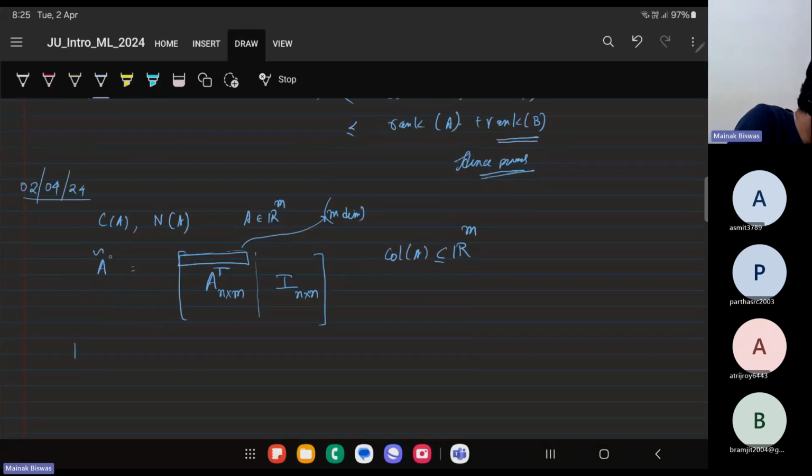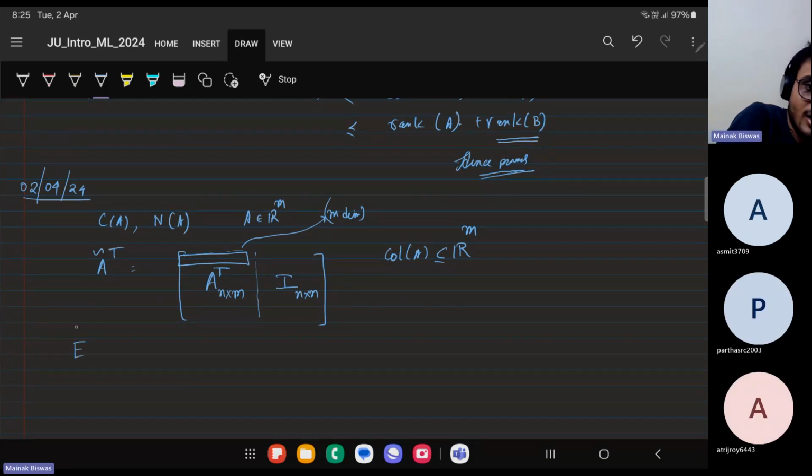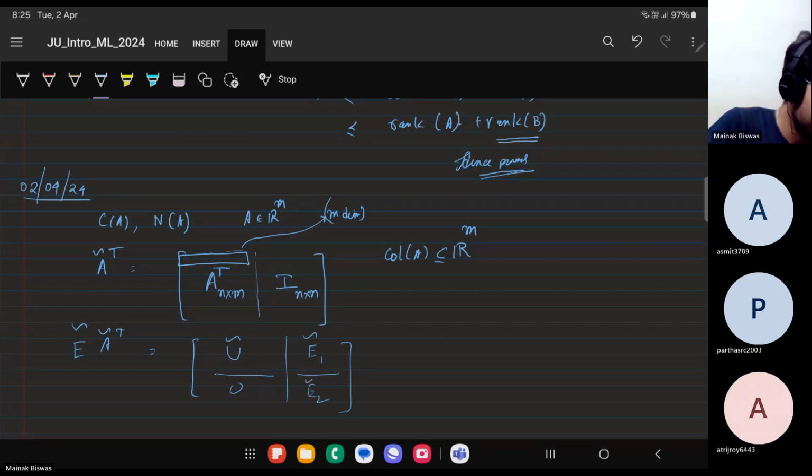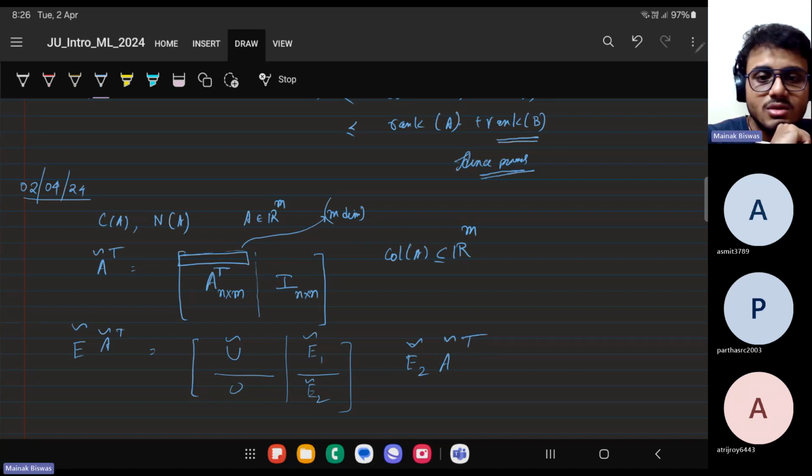Now I do the same elimination. This is A tilde transpose. I do another elimination here. What do I get? Again, something like U tilde, 0, E and E2. Yes or no? Yes. Now you tell me, do you agree E2 tilde times A tilde transpose is equal to 0? Yes or no?